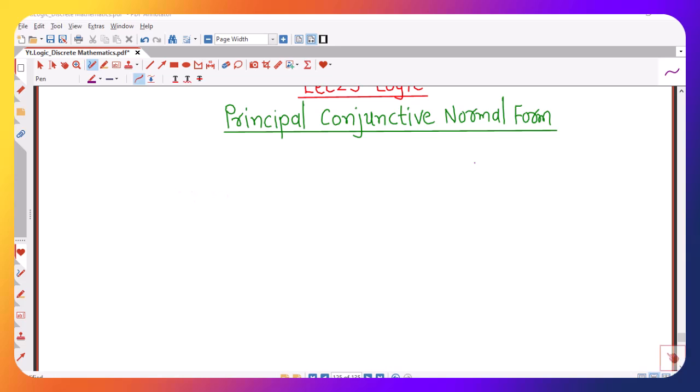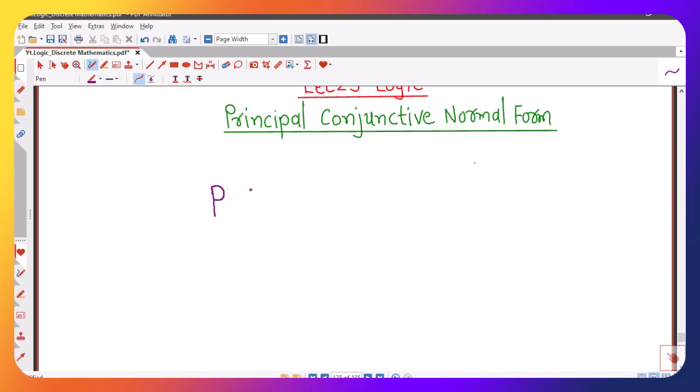We know that if we have statement variable p and if we take conjunction of p with its negation, then this is always false. That is, we can write p and negation p is always logically equivalent to capital F, and that is easy to understand.